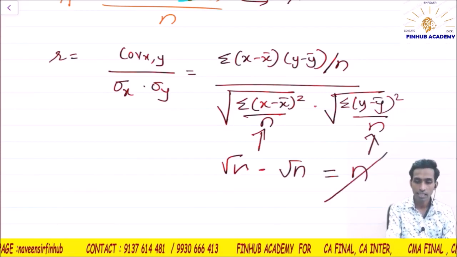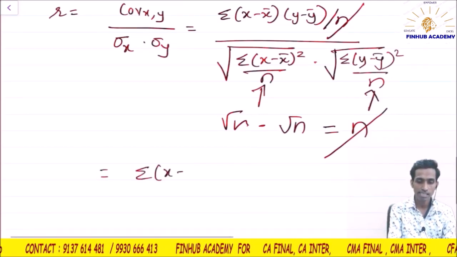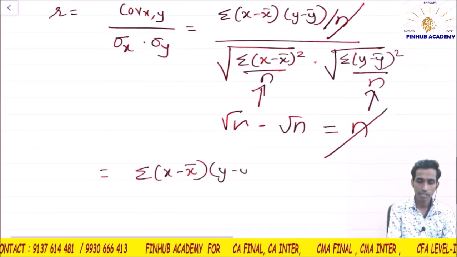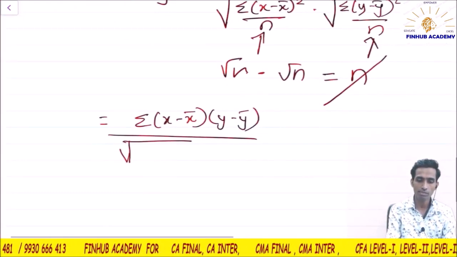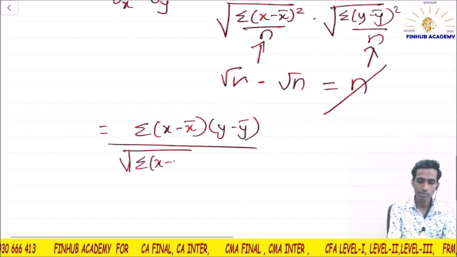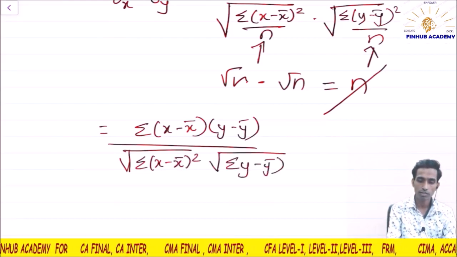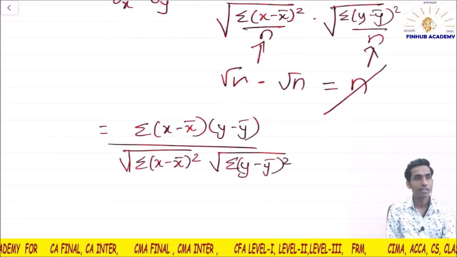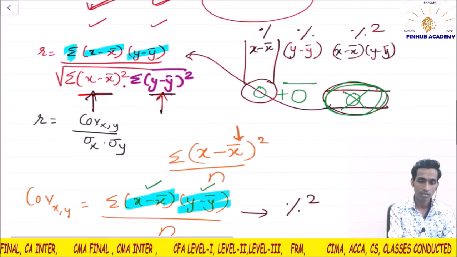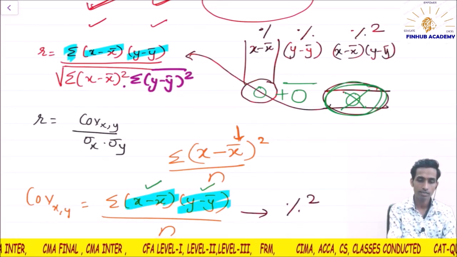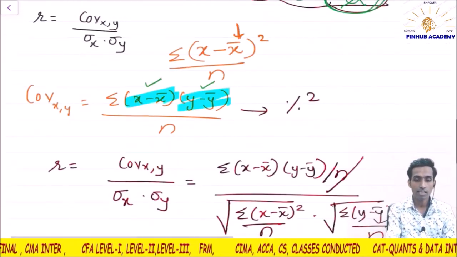So n here, n in the numerator gets cancelled. Ultimately you are left with summation (x minus x bar)(y minus y bar) under root. You can take it common also or separate also: summation (x minus x bar) the whole square under root, summation (y minus y bar) the whole square. You understood? This is the formula I have given here.